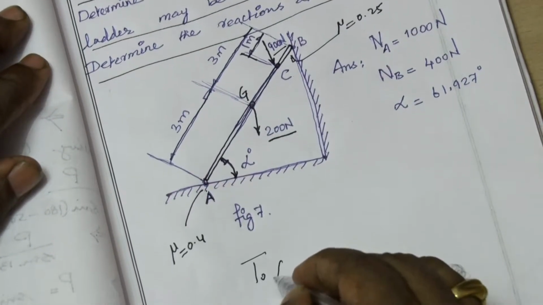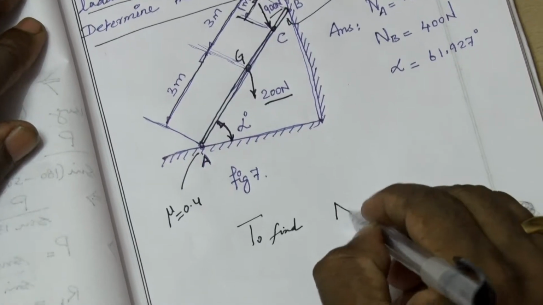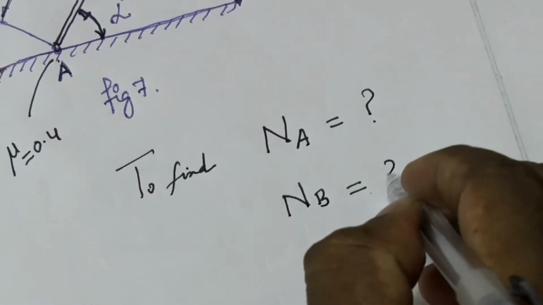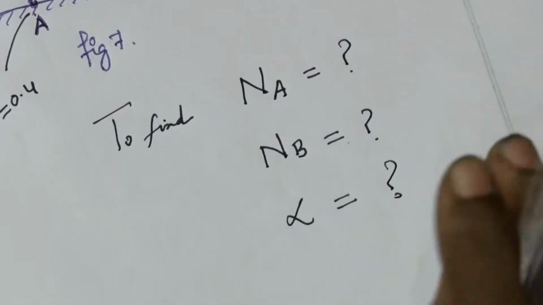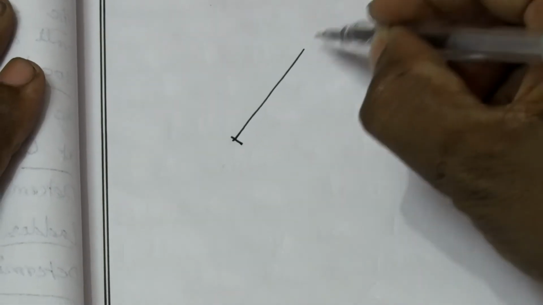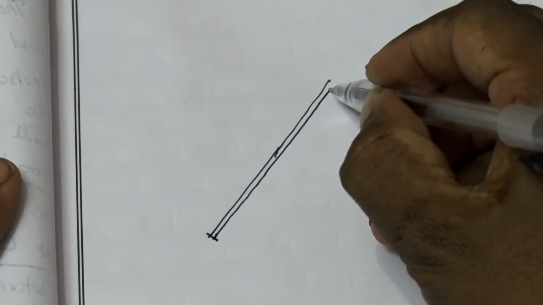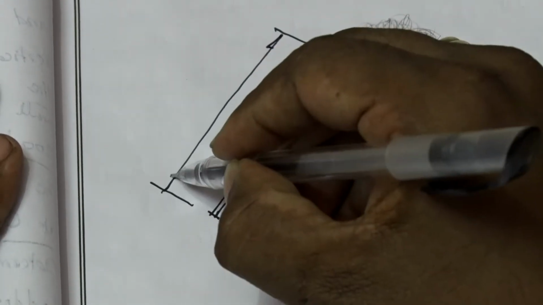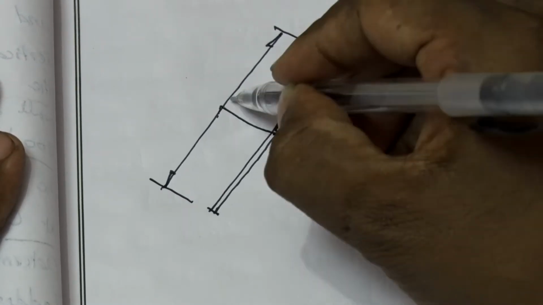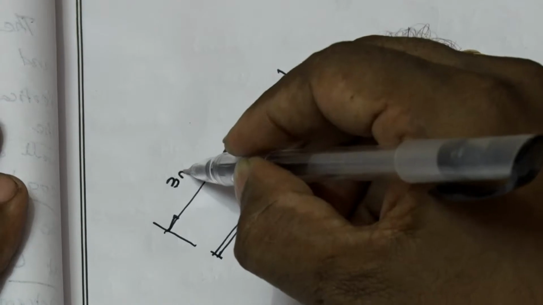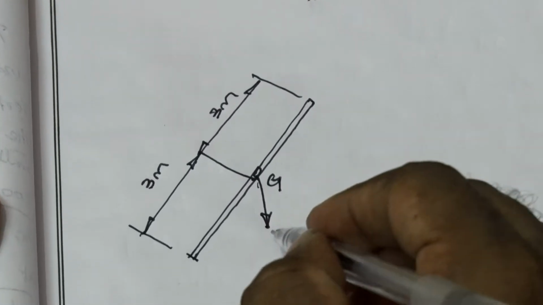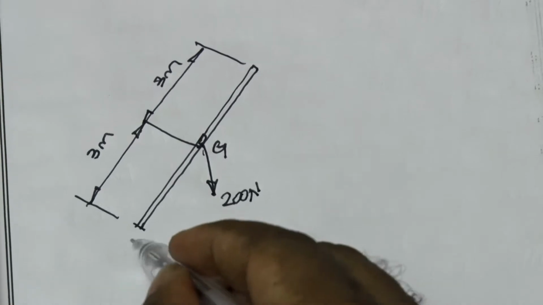So, to find reaction N at A, reaction N at B and the angle alpha. Now, we draw the free body diagram for the ladder. The ladder is 6 meter, divided into 3 meter by 3 meter. At the center of gravity, the weight of the ladder is assumed to be acting.